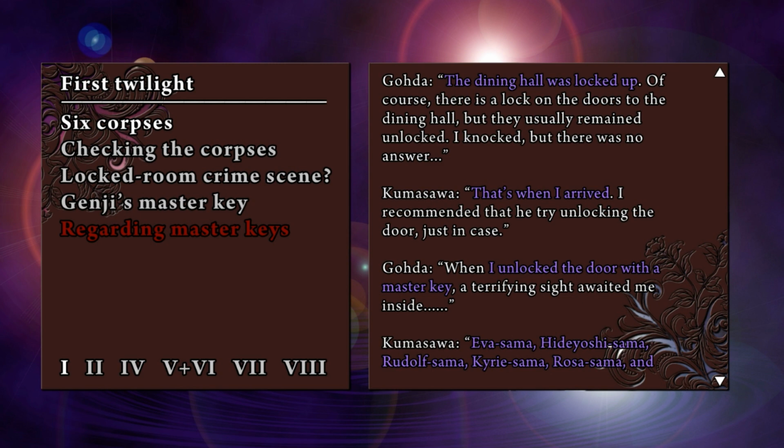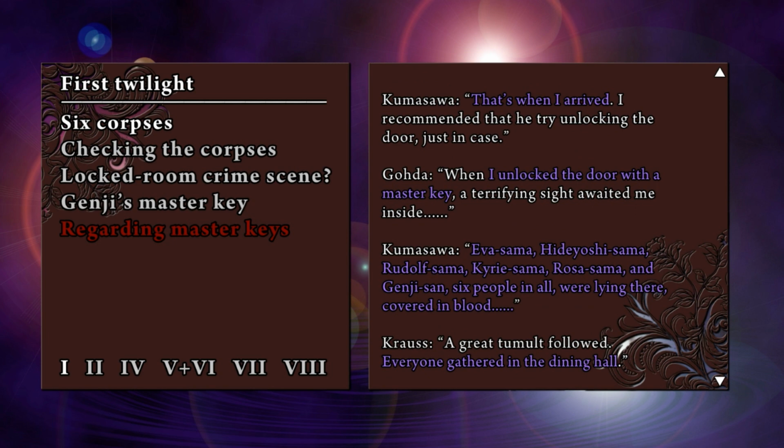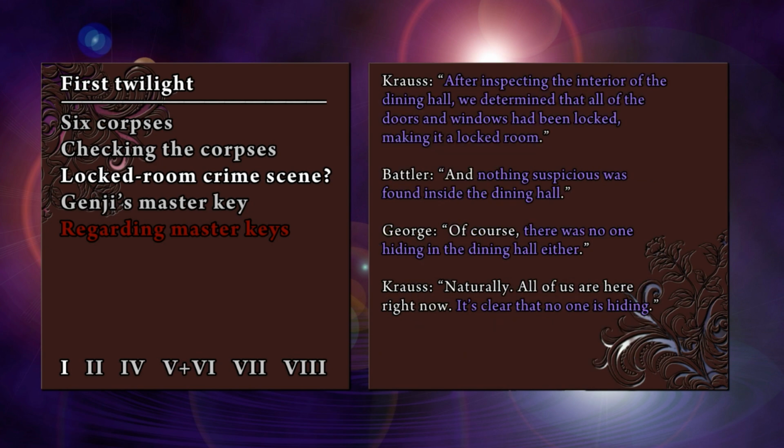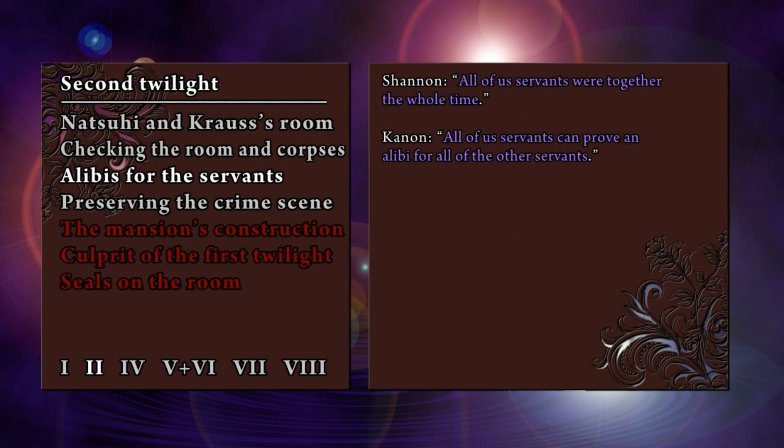The dining hall was locked. Let me check this stuff again to see if we have more innocent people, if we were to check the other dialogues. That's when I arrived. Lock the door with a master key. This is true. Everyone gathered in the dining hall. Okay, well, so far it does seem that this entire section right over here is the truth. Wasn't there, hold on, let me check something right over here. I think it was in the second Twilight. Alibi for all servants. All of the servants were together the whole time.